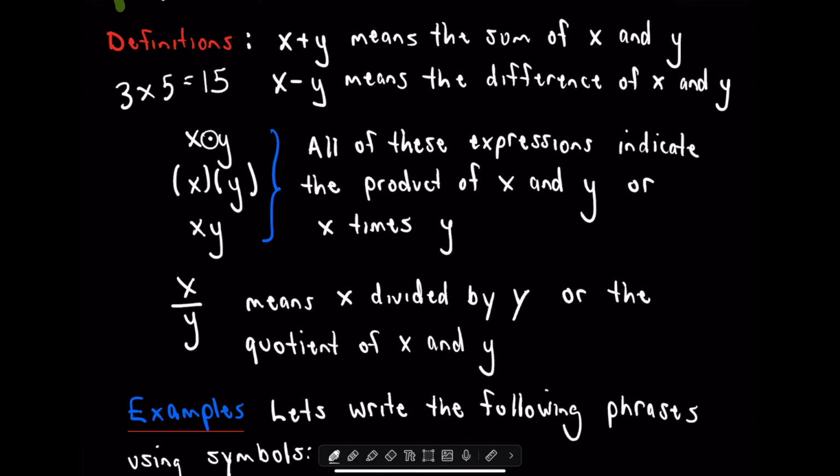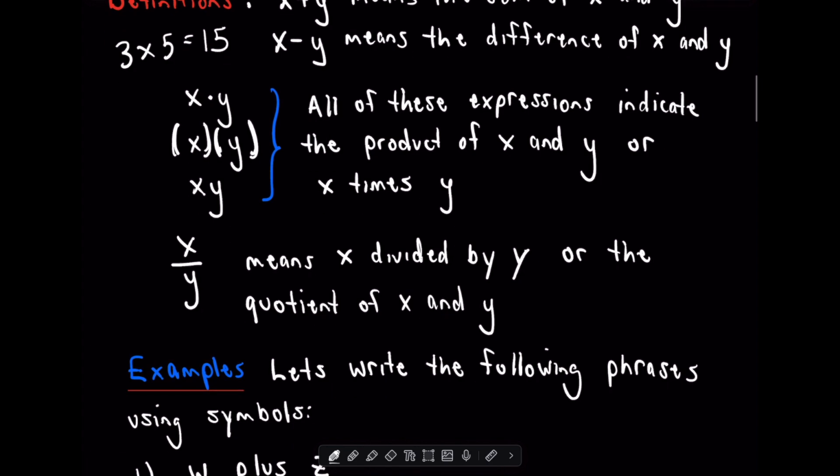We replace that with a little dot in the middle. So again, that means multiplication. Sometimes you'll just put those quantities in parentheses, and notice there's no dot between them, but it's understood that those are being multiplied. Likewise, at the very bottom there, we still just write xy. There's no parentheses on either one, but again, that means that those 2 values are being multiplied together. So all of these expressions indicate the product of x and y, or we can say x times y.